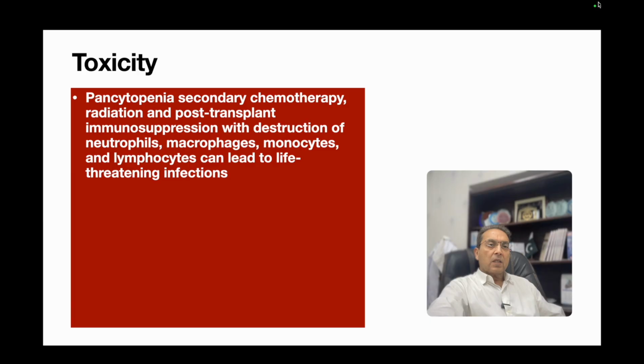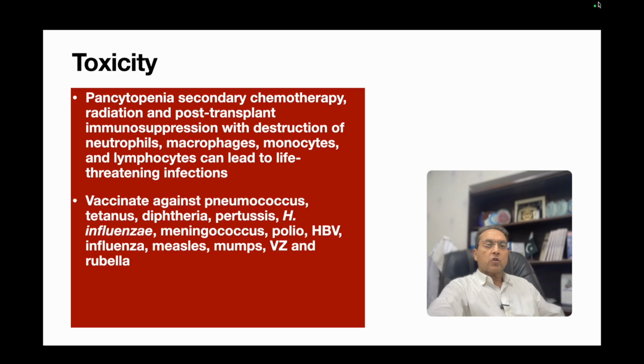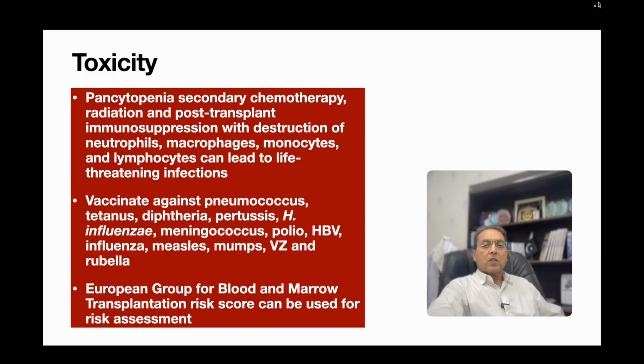Now the toxicity: pancytopenia secondary to chemotherapy, radiotherapy, and post-transplant immunosuppression results in destruction of neutrophils, macrophages, monocytes, and lymphocytes. It can lead to life-threatening infections. There should be vaccination against multiple organisms like pneumococcus, tetanus, diphtheria, pertussis, H. influenzae, meningococcus, polio, HBV, influenza, measles, mumps, varicella zoster, and rubella. The European Group for Blood and Marrow Transplantation risk score can be used for risk assessment of these patients. So these are the different problems we see in a patient who has had bone marrow transplantation.